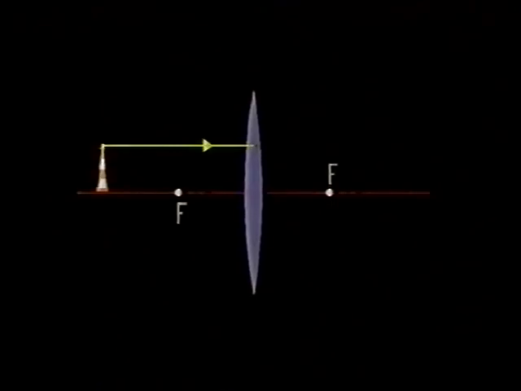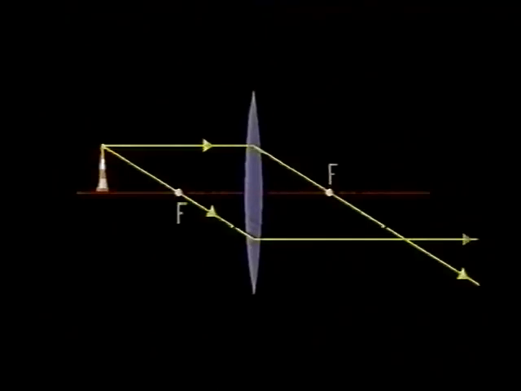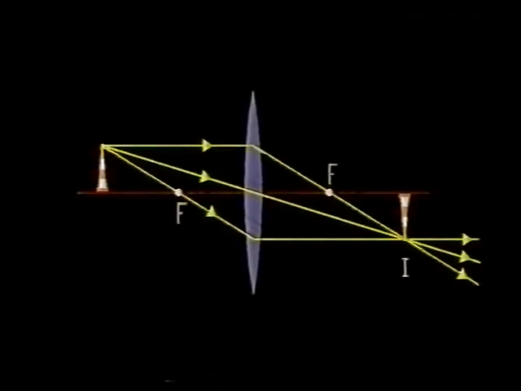First, a ray parallel to the axis. This is refracted through the focal point. Then a ray through the other focal point, and this is refracted parallel to the principal axis. Finally, a ray through the center of the lens, and this passes on undeviated. You'll see that after refraction, they all pass through the same point, and so this must mark the tip of the image I, and so we've located the position of the whole image.